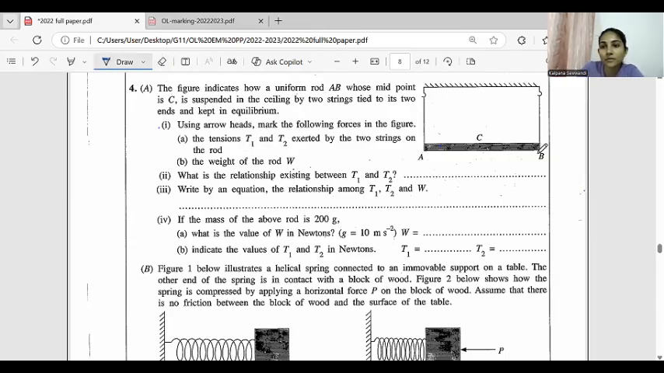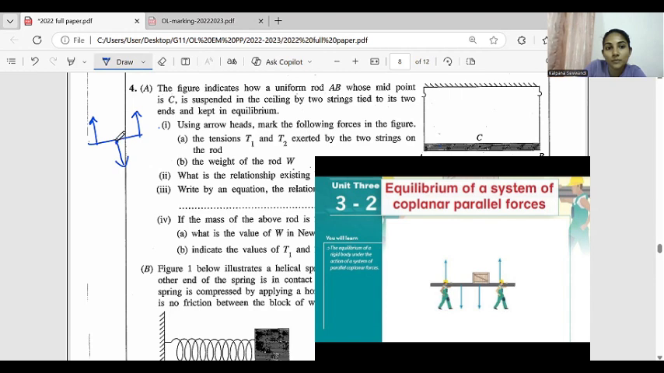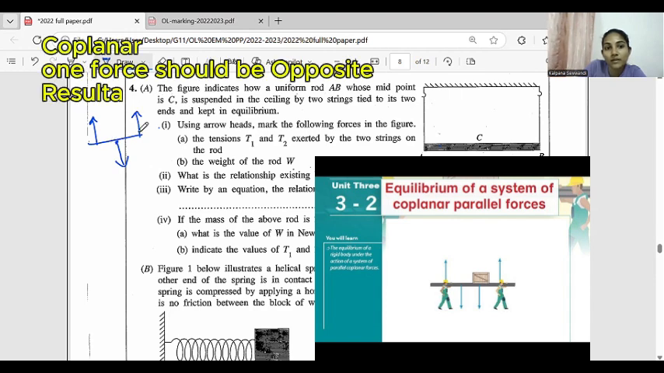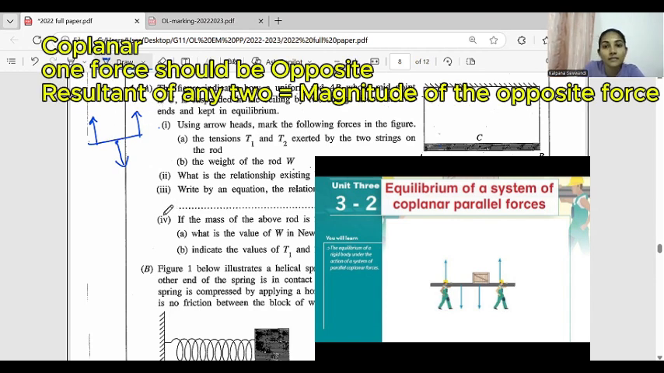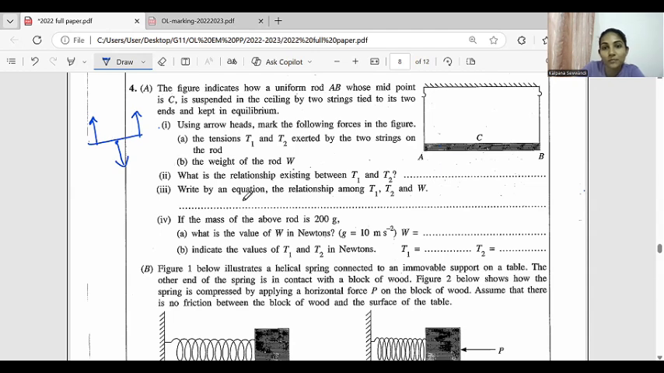Question 4 is based on equilibrium of forces. This body is in equilibrium with three coplanar parallel forces. To be in equilibrium, there should be three factors for this body. The first one, the forces should be parallel to each other, and the opposite force should be equal to the summation of the other two forces, as well as all the forces should be in a coplane. So those are the things that should be fulfilled for this body to be in equilibrium.